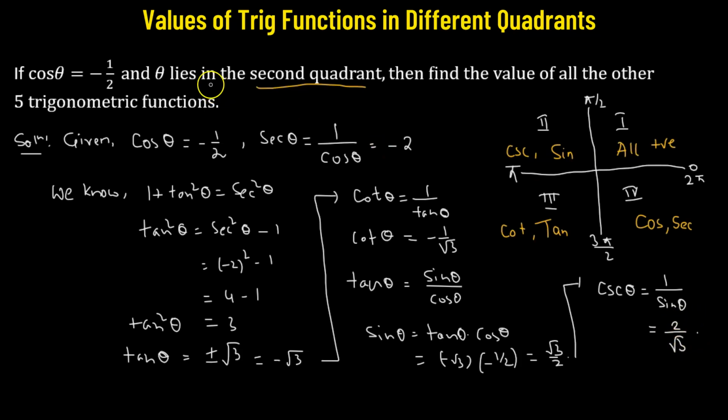So hence we have successfully obtained the values of all the remaining 5 trig functions whenever cosine theta is -1/2 and theta lies in the second quadrant.